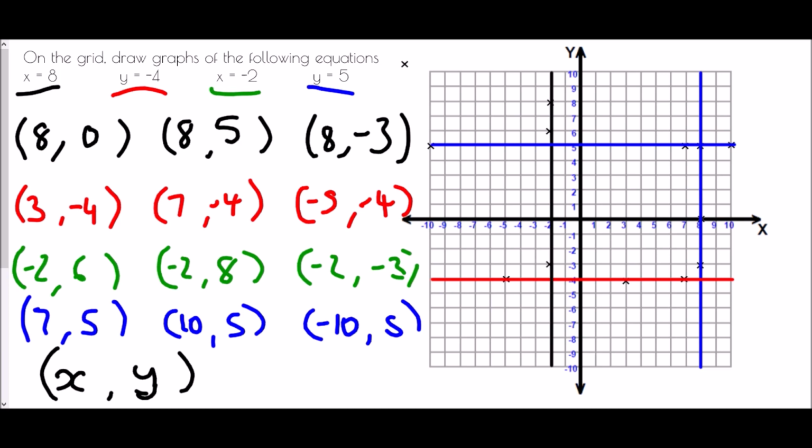On x equals 8, it hits the axis at 8. For y equals -4, it hits the axis at -4. X equals -2, it hits the axis at -2. And for y equals 5, it hits the axis at 5. That's actually the easiest way of going about drawing any of these graphs. If it's x equals, go through the x-axis. If it's y equals, go through the y-axis.